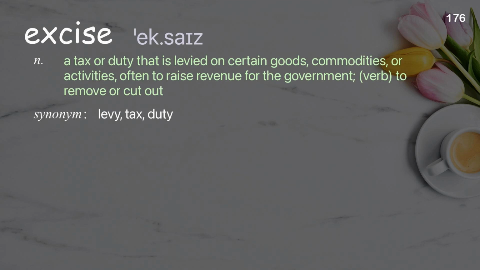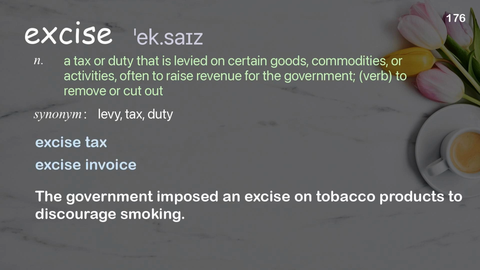Excise. A tax or duty that is levied on certain goods, commodities, or activities, often to raise revenue for the government. Verb: to remove or cut out. Examples: Excise tax. Excise invoice. The government imposed an excise on tobacco products to discourage smoking.